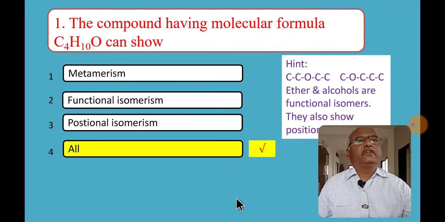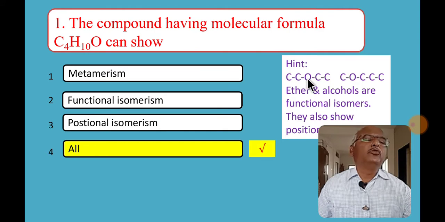So look here, ether shows metamerism. Different arrangement of groups around the functional group is called metamerism. Ethers and alcohols are functional isomers. Ethers and alcohols also show positional isomerism, so the fourth answer is the correct answer.